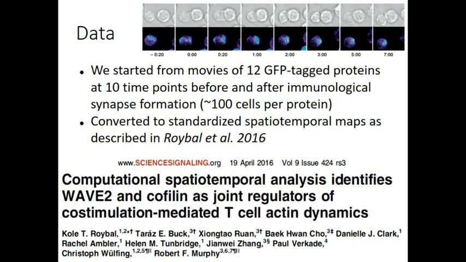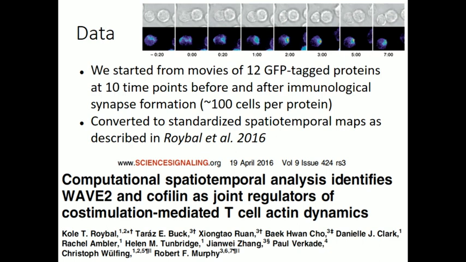And we had movies of about 100 cells per protein. These are different cell lines, 12 different cell lines expressing the GFP-tagged proteins. And previously, we described a method for converting these movies to standardized maps. You can see the movies themselves, or frames from the movies, here, where you have a T cell expressing a tagged protein, interacting with an antigen-presenting cell, and then as time goes on, they form a synapse, and the protein changes.